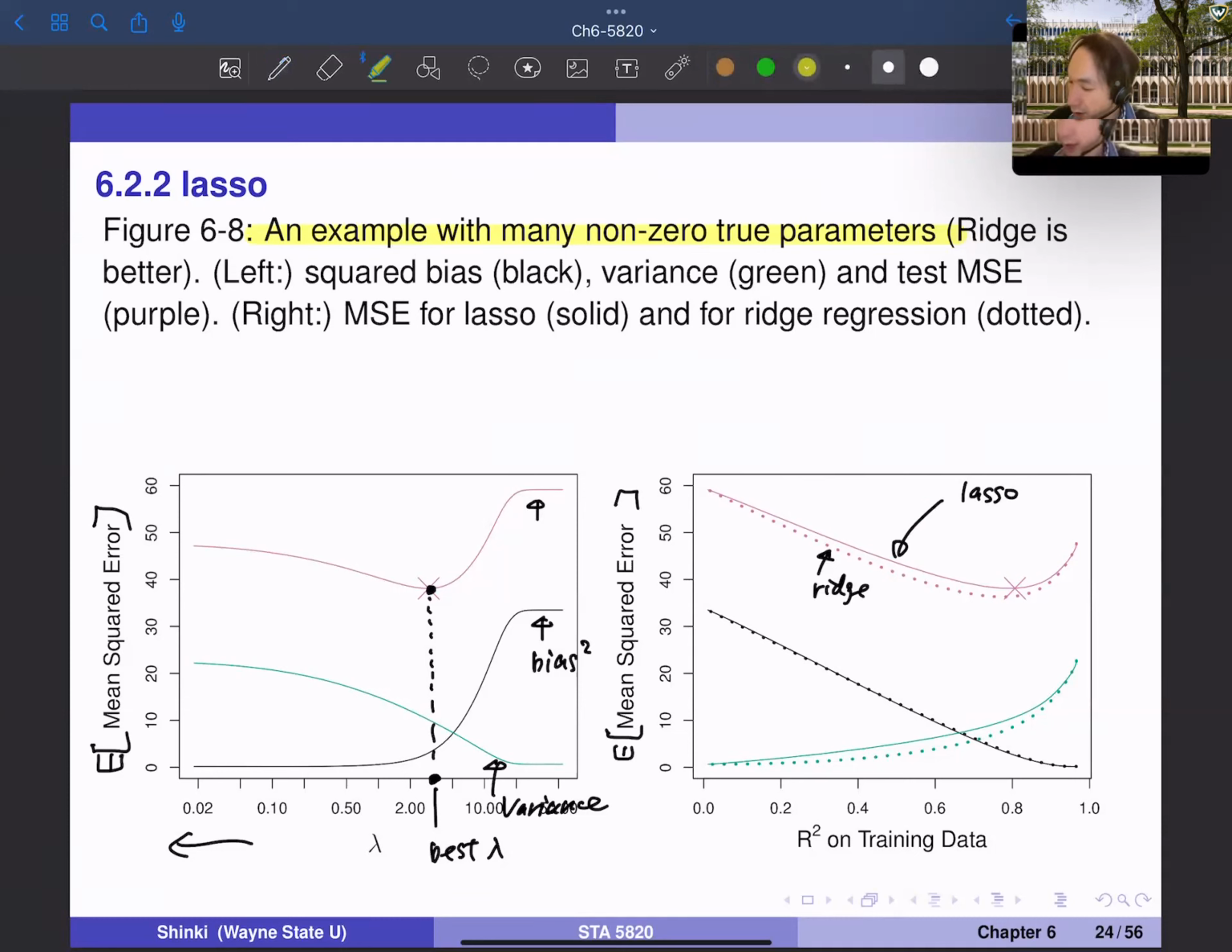Here is the R square on the training data. R square is higher when the model is more complicated. When lambda is smaller, the R square on the training set is larger. When lambda is large, the model is simpler, so R square is lower. And in this case, this simulation example probably satisfies n is less than p, so we have many parameters. If we allow all models, then R square gets to 1.